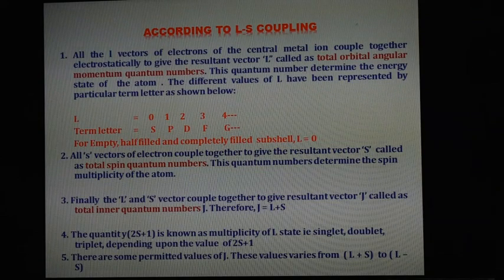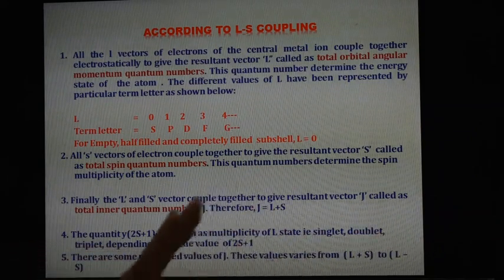J can be determined as L plus S. The fourth important point is that the quantity 2S plus 1 is known as the spin multiplicity of the state, and this multiplicity may be singlet, doublet, triplet, depending upon the value of 2S plus 1. If the 2S plus 1 value is 1, it is a singlet; if the value is 2, a doublet, and so on. The fifth important point is that there are some permitted values of J. These values vary from L plus S to L minus S. So J has different values between L plus S and L minus S.